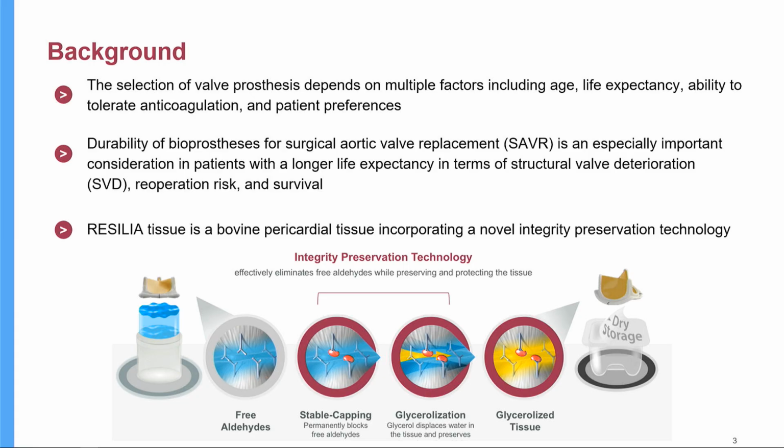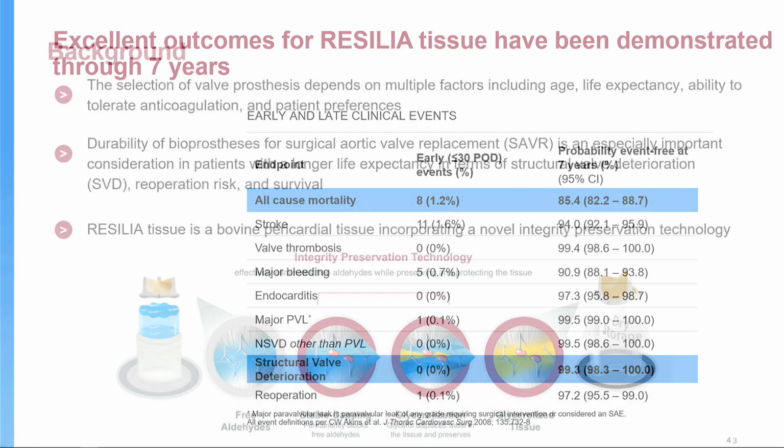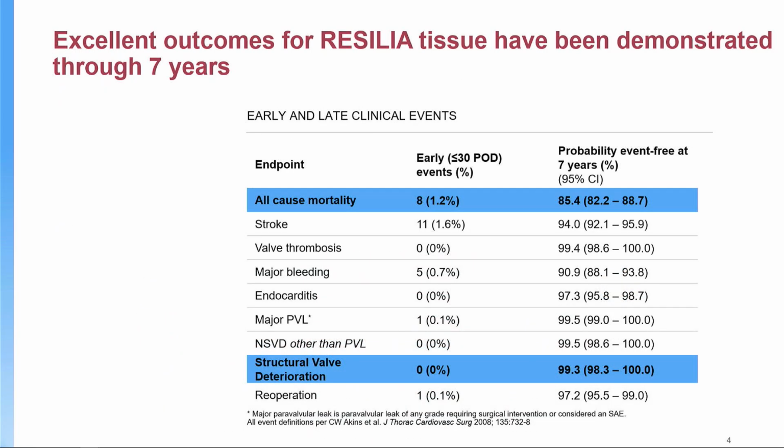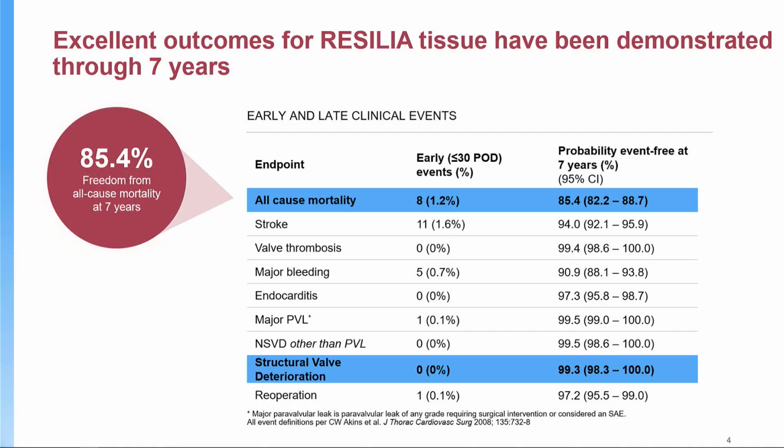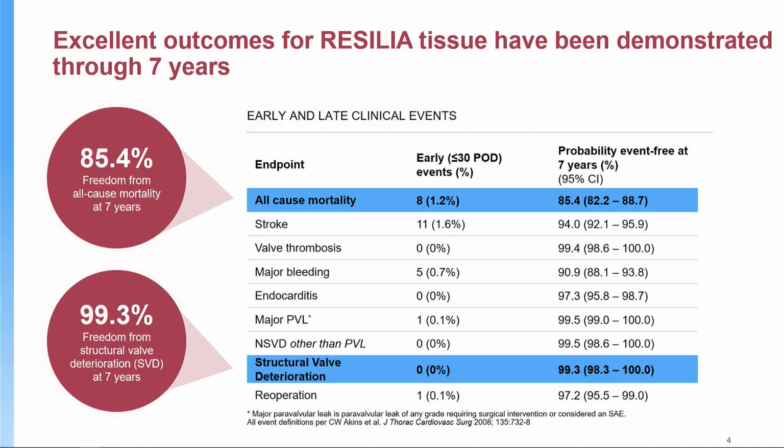This has been installed on the surgical aortic valve, mitral valve, and transcatheter valves, and it has an impact on both fields since this will be implemented into other valves in the future. Excellent outcomes of Resilia tissue have been demonstrated through 7 years. All-cause survival was 85.4%, with freedom from structural valve deterioration of 99.3% at 7 years.